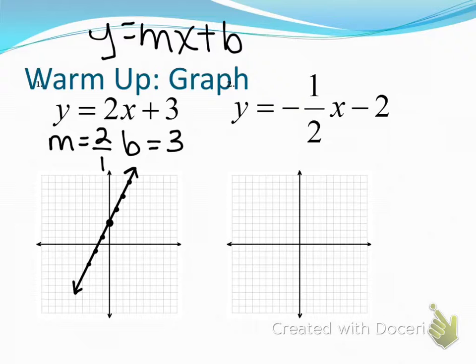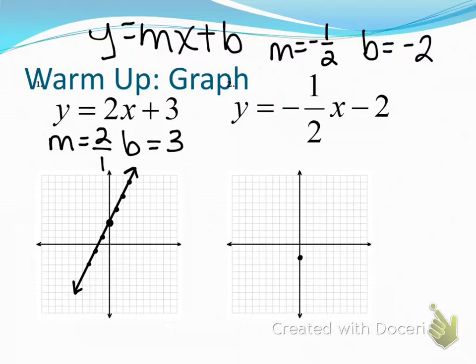On the second one, who can tell me my M and my B? Jaquan? Very good. M is negative 1/2, B is negative 2. We start with our B, so we go on our y-axis. We go to negative 2, so that's down 2 from the origin. We put our point. Our slope is negative 1 over 2.